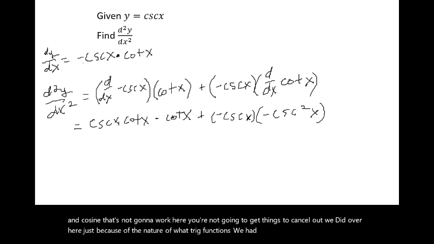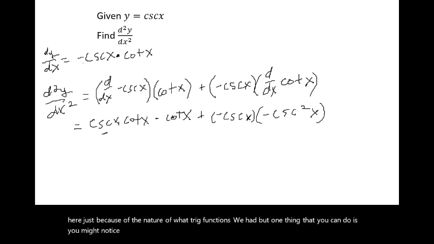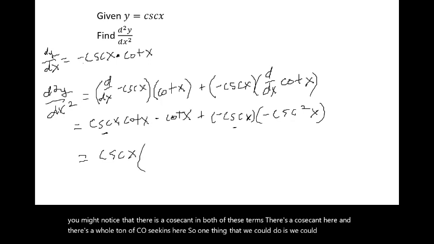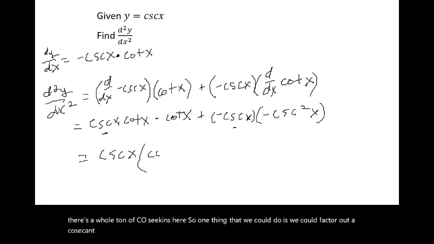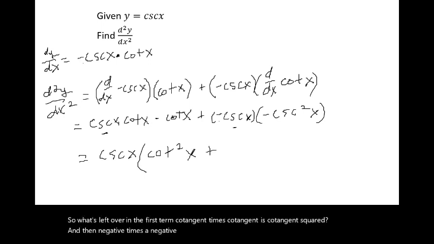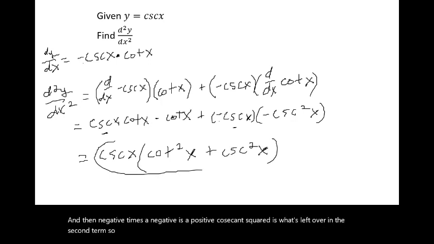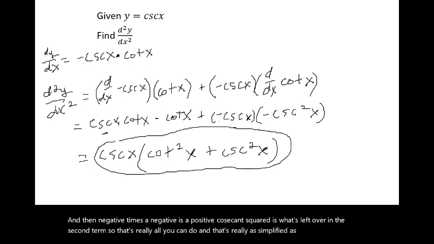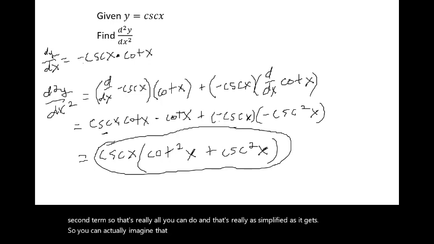But one thing that you can do is you might notice that there is a cosecant in both of these terms. There's a cosecant here, and there's a whole ton of cosecants here. So one thing that we could do is factor out a cosecant x. So what's left over in the first term, cotangent times cotangent is cotangent squared. And then negative times a negative is a positive, cosecant squared is what's left over in the second term. So that's really all you can do, and that's really as simplified as it gets. So you can actually imagine that the third derivative is not going to cycle through. And the third derivative we're not actually going to do because that involves something called the chain rule, which is going to be in the next video.